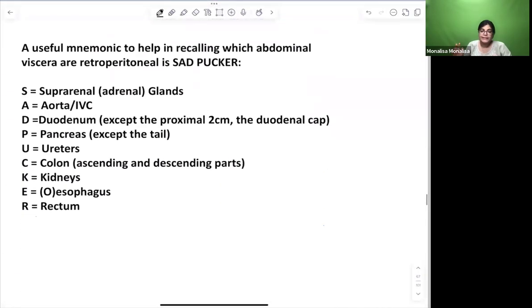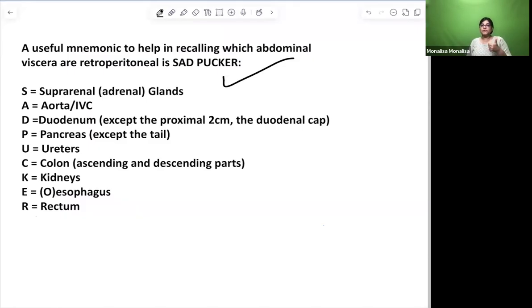Now, it's also important for your examination that you know which structures have only one covering of peritoneum. Such structures are called retroperitoneal structures. In our body, we have a few organs and structures which have just one covering of peritoneum; they are not entirely covered by the peritoneum. Retroperitoneal structures can be memorized by the mnemonic SADPUCKER.